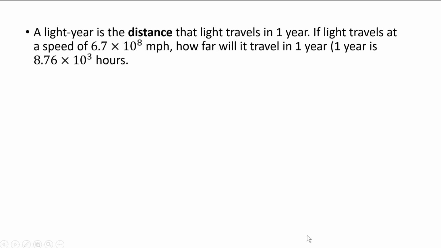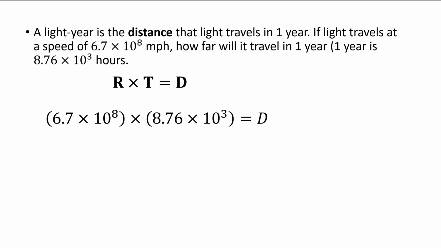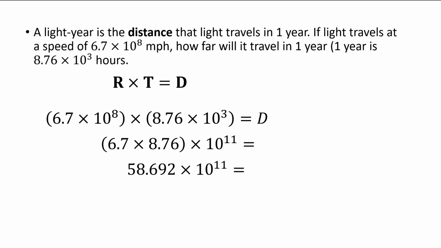And so remember, first of all, to do this problem, rate times time equals distance. And rate, in this case, the speed of light, is 6.7 times 10 to the 8 miles per hour. The time is a year, which is 8.76 times 10 to the 3rd hours. And that's going to give us our distance. All right, so you would multiply 6.7 times 8.76, and you will add the exponents on the tens, because when you have like bases, you add the exponents. So 10 to the 8th times 10 to the 3rd is 10 to the 11th. Now you multiply the decimals, and you're going to have 58.692 times 10 to the 11th, but that's not done.